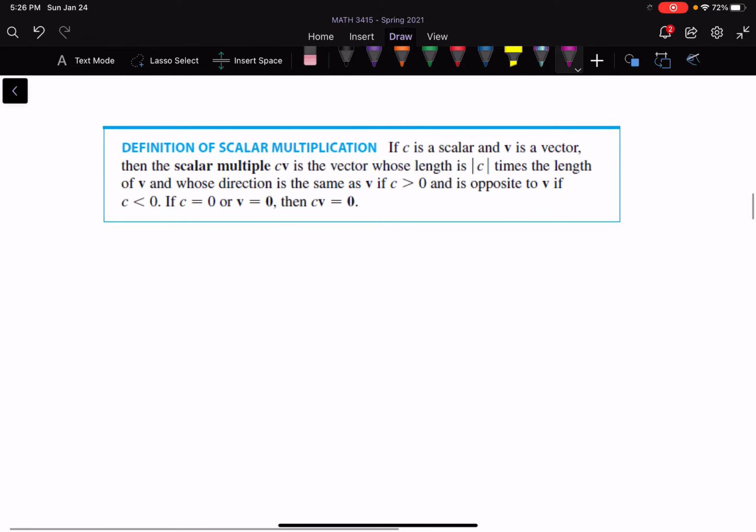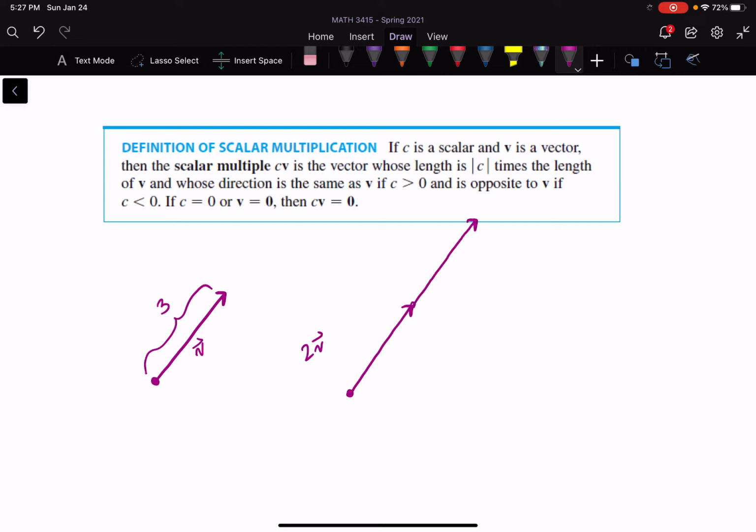For a lot of this, I'm going to talk about the geometry of it. If I have this vector, and let's say it has magnitude 3, and let's call this v. If I were to do 2v, that's going to make the magnitude twice as big. So it would be here, and then we're going to do another copy. Since we're doing 2v, it'd be 2 copies of v, and so 2v would be this.